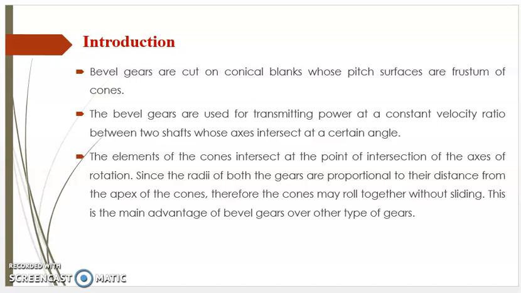Since the radii of both the gears are proportional to their distance from the apex of the cones, therefore the cones may roll together without sliding. This is the main advantage of bevel gears over other type of gears.